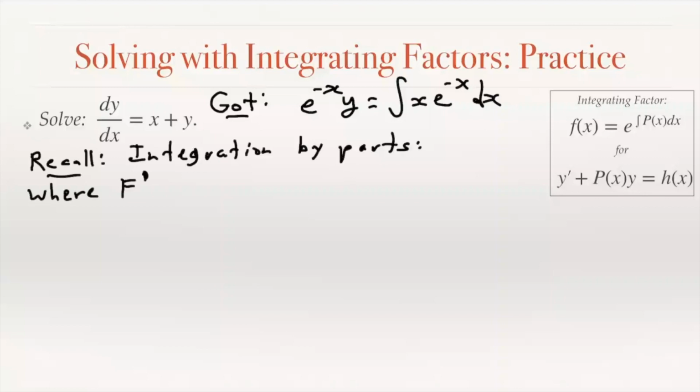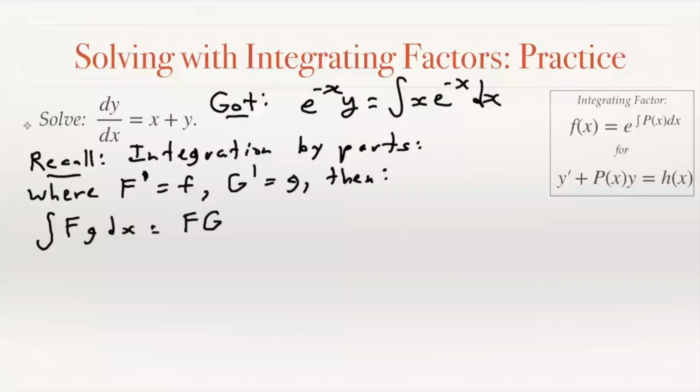So where big F prime is little f, and big G prime is little g, then here's what integration by parts says. It says the integral of big F little g dx is big F big G minus the integral of little f big G dx. So the new integral will have the derivative of one part times the integral of the other part.